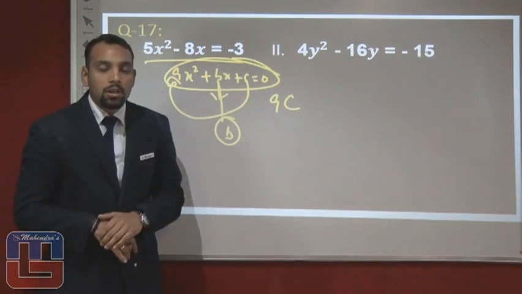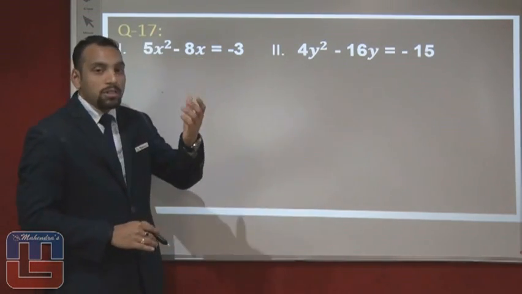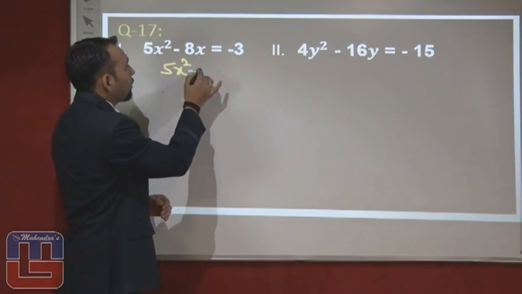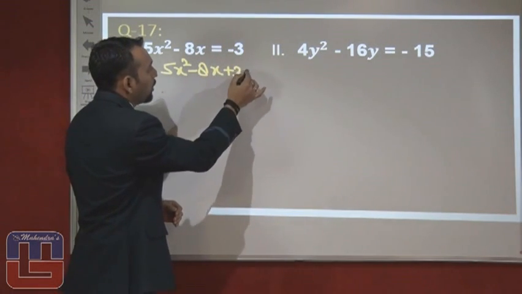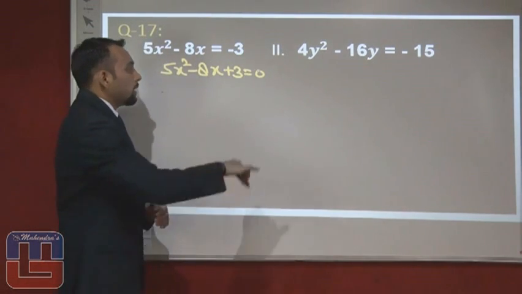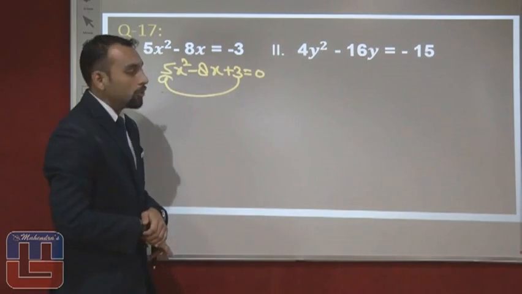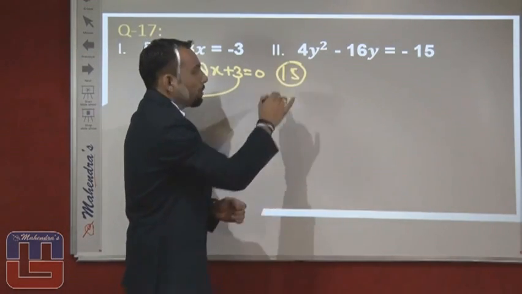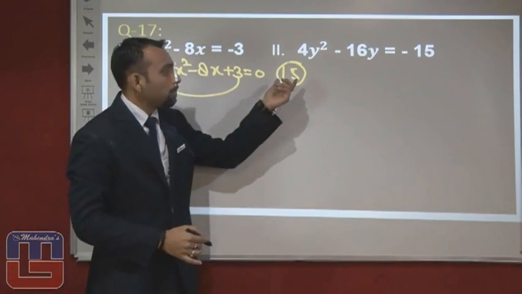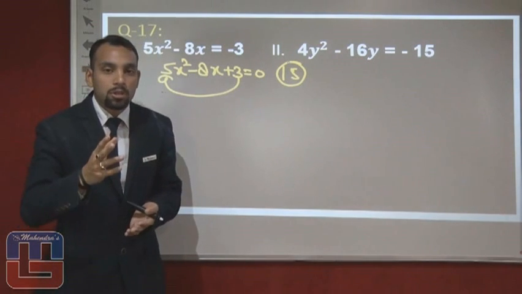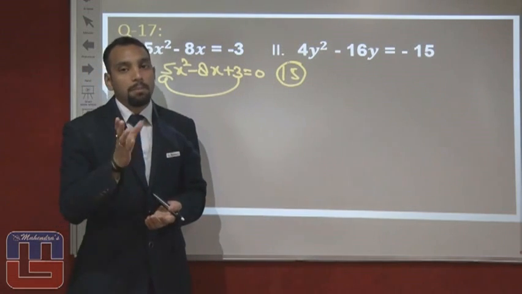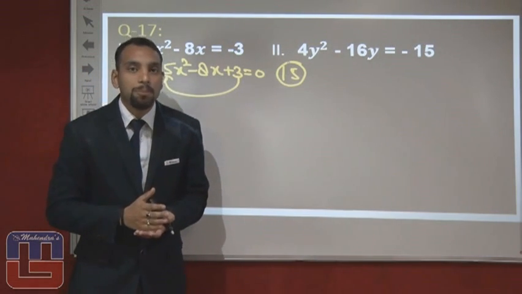Now see practically. Firstly, convert the equation into the given form. Now, 5x square minus 8x plus 3 is equal to 0. Now what we have to do: multiply this 3 by 5, you will get 15. Remember one thing, if the multiplication is positive, then both numbers can be positive or both numbers can be negative.